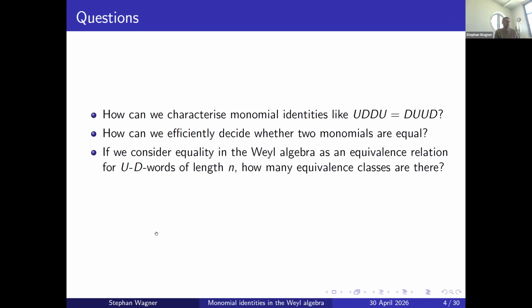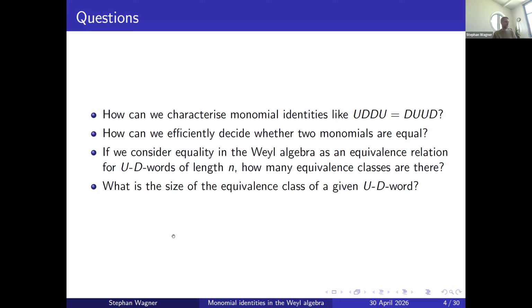If we consider this equality as an equivalence relation for UD words of length n, how many equivalence classes do we have? Of course, if I consider words of length n, there are 2 to the n many words, but now some of them will be equivalent. For example, the two words UDDU and DUUD. So we might be interested in the number of equivalence classes, which will then have to be less than 2 to the n. Or, given a specific word with the letters U and D, what's the size of the equivalence class? I will try to answer these questions today.